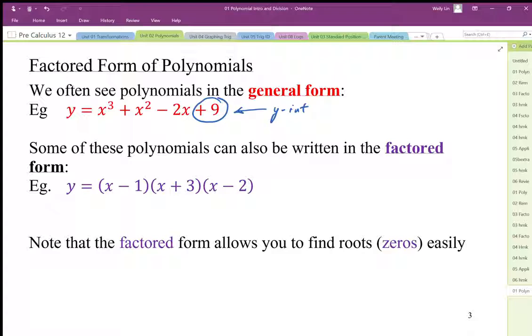This is what we want to start getting into. We want to get the factored form. We want to be able to factor these so that we can see what the roots look like and how we can solve equations when they're equal to 0. So that's going to be our goal in the long run.